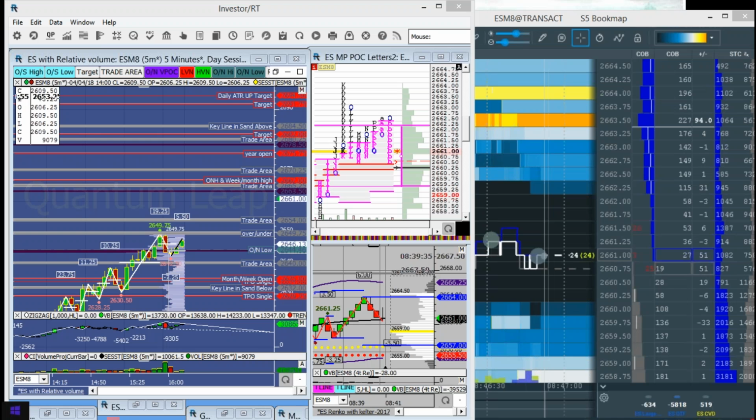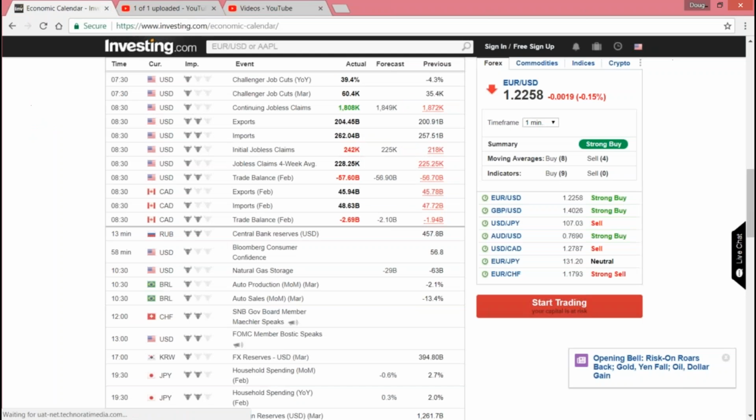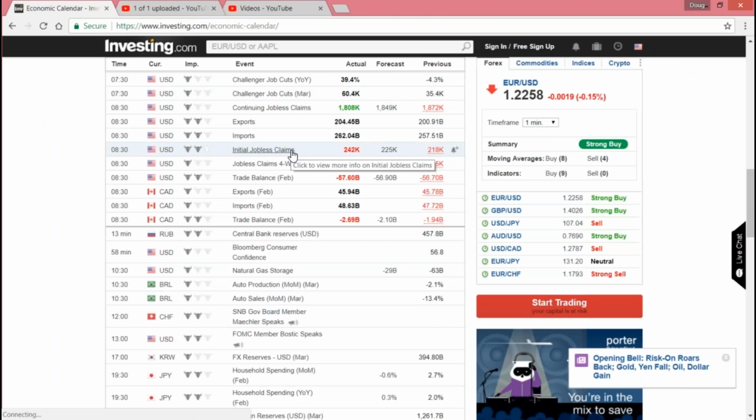With that said, let's just take a quick look at the news, get that out of the way. We did have initial jobless claims at 8:30, came out at 242 versus 225, so it was a miss there. Continuing jobless claims was lower though at 1808, and then we had trade balance at minus 57.6 billion versus 56.9 billion, which is a miss. And then we had Canadian trade balance at minus 2.669 billion versus expected minus 2.1 billion.